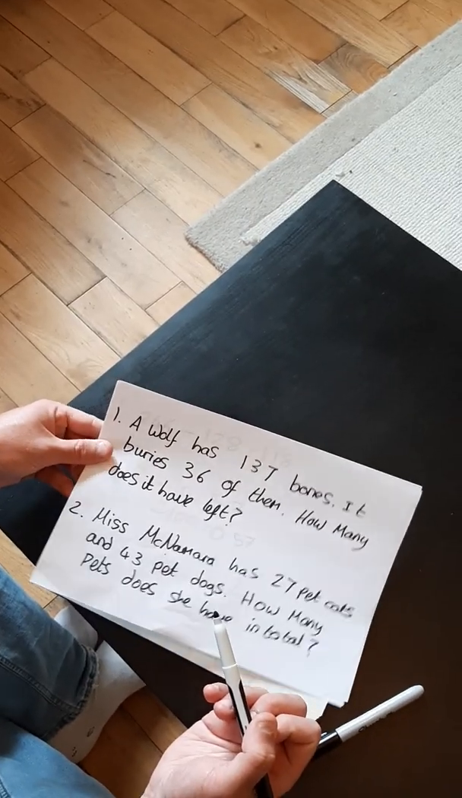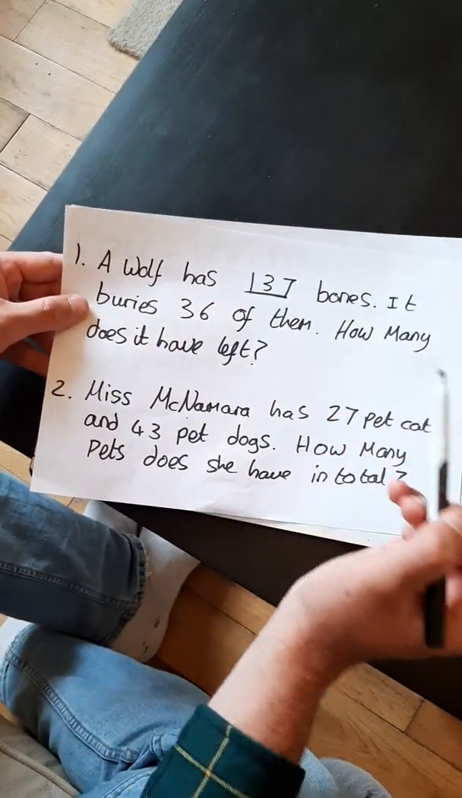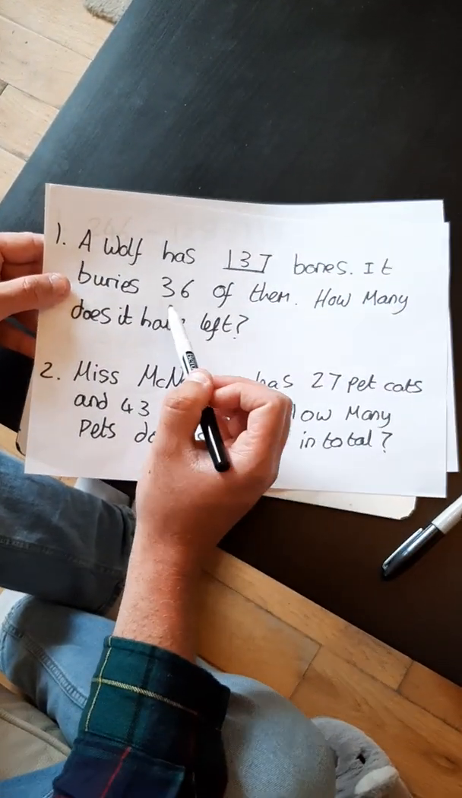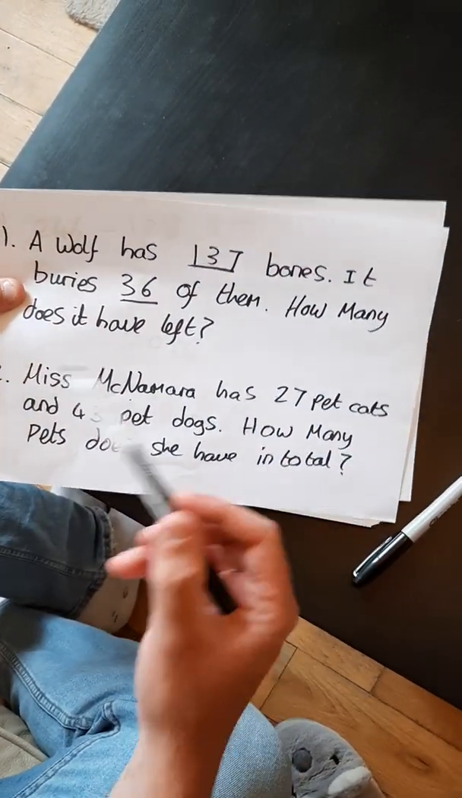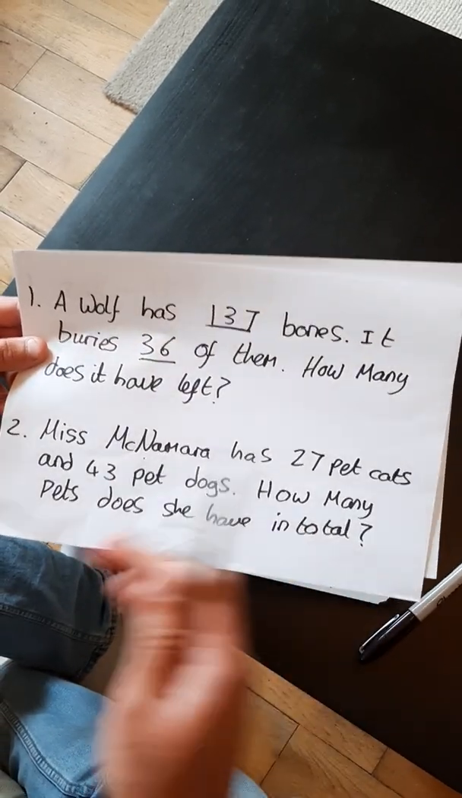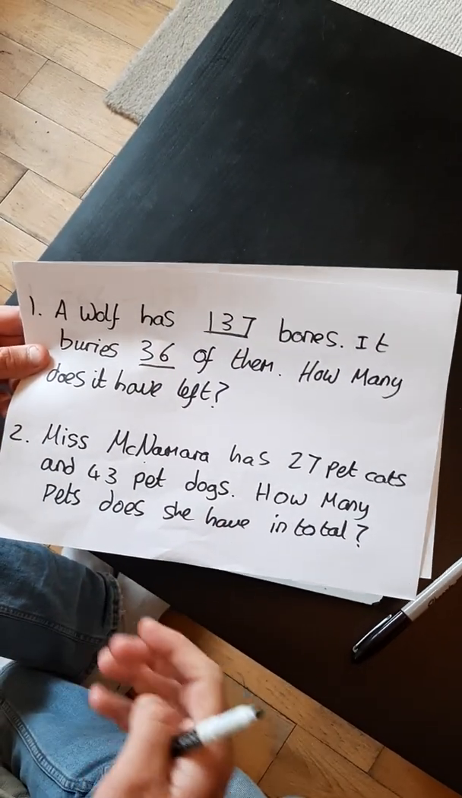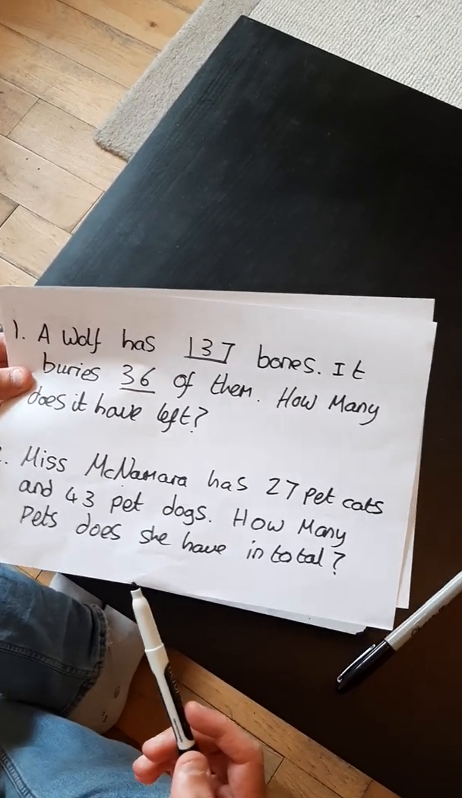So we're looking at a word problem now. A wolf has 137 bones. It buries 36 of them. How many does it have left? If it started with 137 bones and it got rid of 36, it buried them, how many does it have left? That's telling me we need to do subtraction.